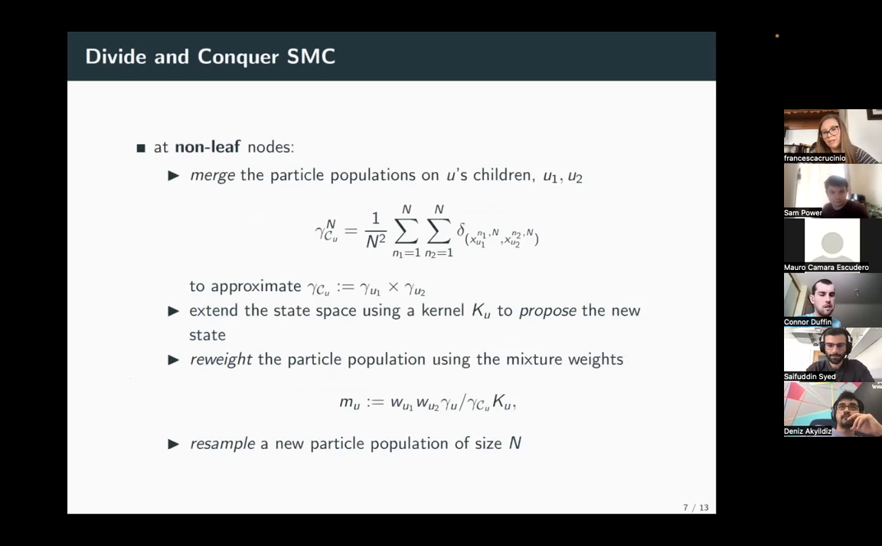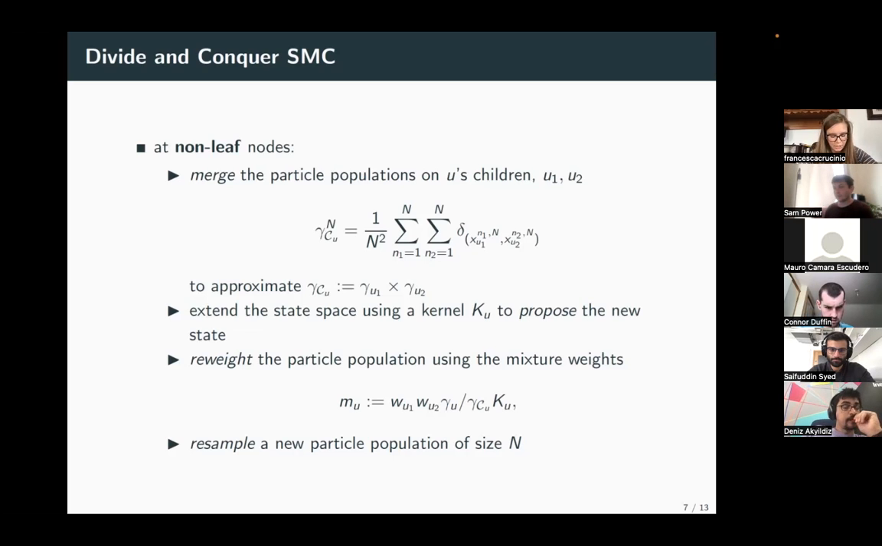When we move to a non-leaf node, we need to take care of the merging before. So if, for instance, you look at the last 3 steps, you see that we have a proposal step, we have a weighting step, and we have a resample step. So that's what you would do in standard SMC. And I'm going to expand a bit on those in a second. But the very first thing that we need to do is to take into account the presence of 2 particle populations. So we have one for child 1, and one for child 2.